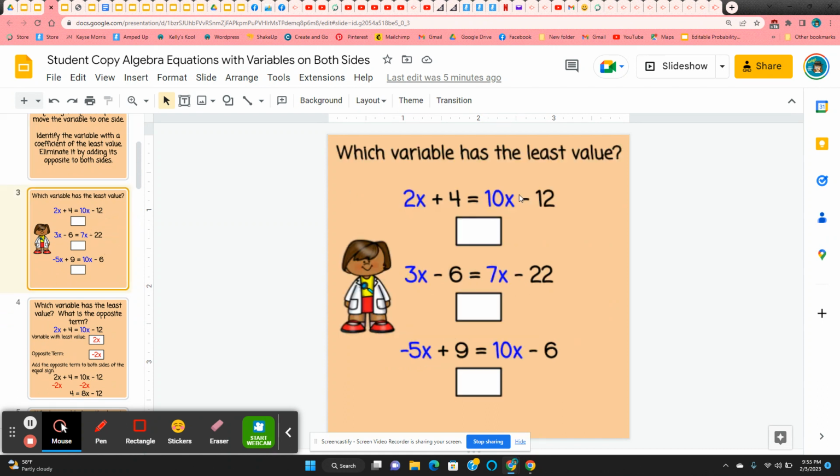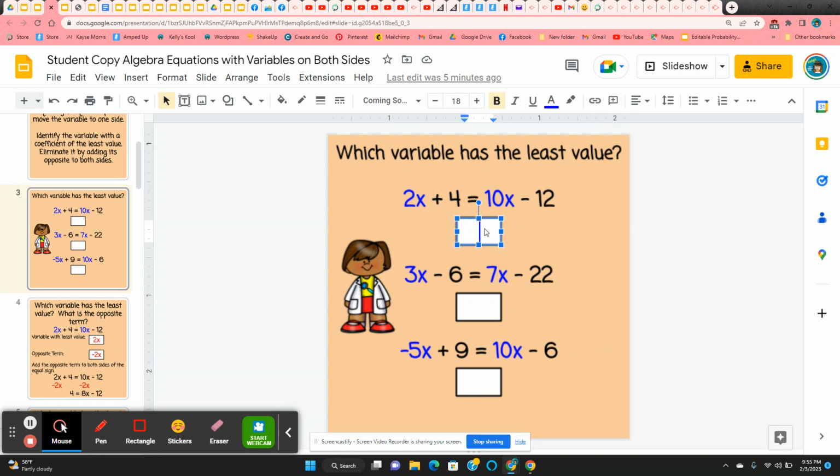So they're going to start by looking at the terms that include the variables. They're in blue here on slide 3. And they're just going to type in the one that has the lesser value. So 2x, 3x and 7x, the lesser value would be 3x. And negative 5x and 10x, the lesser value would be negative 5x because it's a negative.